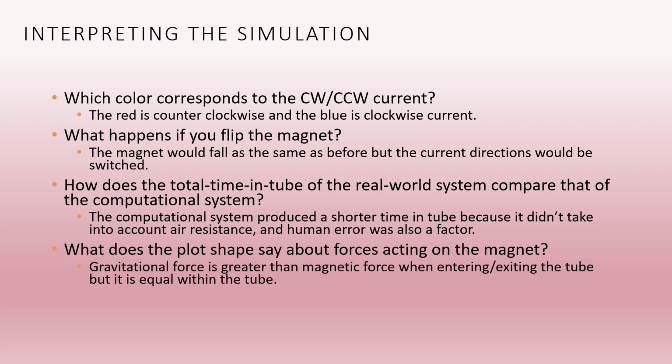Now to interpret the solution, the red is the counterclockwise current and the blue is the clockwise current. What happens if you flip the magnet? The magnet would fall the same as before, but the current directions would be switched. How does the total time in tube of the real-world system compare to that of the computational system? The computational system produced a shorter time in tube because it didn't take into account air resistance, and also human error was a factor. What does the plot shape say about forces acting on the magnet? Gravitational force is greater than magnetic force when entering and exiting the tube, but it is equal within the tube.